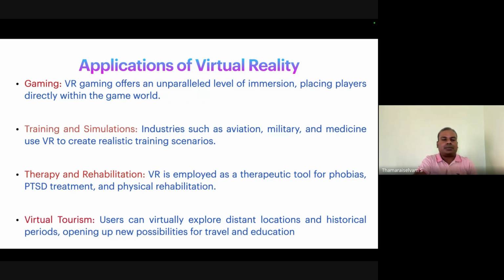Now, therapy and rehabilitation. Again, virtual reality is employed as a therapeutic tool for phobias. Phobias means the various fears a human will encounter. If someone has a fear of speaking on a stage, that is called glossophobia. There are more than 300 phobias, which anyone can find in the literature, on Google, ChatGPT and the like. And virtual tourism: users can virtually explore distant locations and historical periods, opening up new possibilities of travel and education.